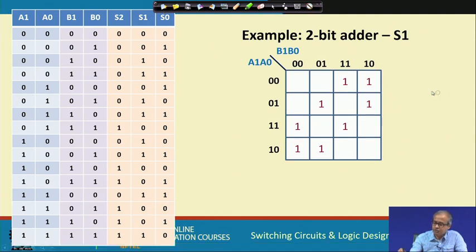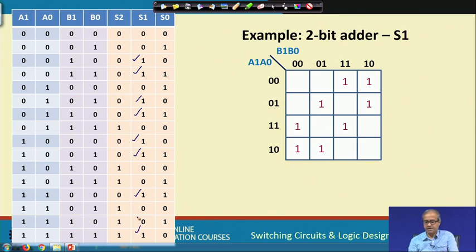Let us now see what will be S 1. Similar is the case for S 1. If you look at S 1, there are 1, 2, 3, 4, 5, 6, 7, 8 ones. The cubes will be like this, you cannot minimize it too much: these 2, then these 2, then here these 2, and these 2 are isolated ones, you cannot group them together. So, there will be 6 cubes.